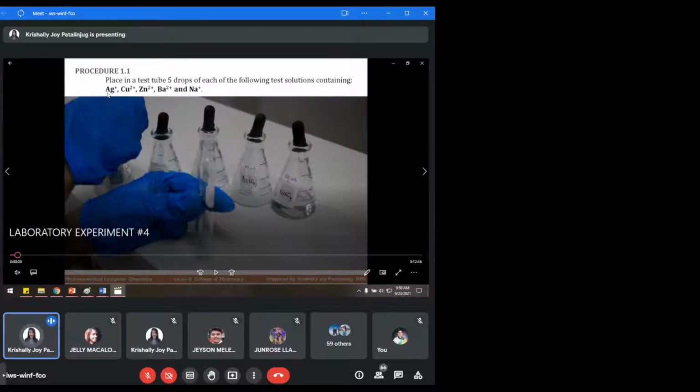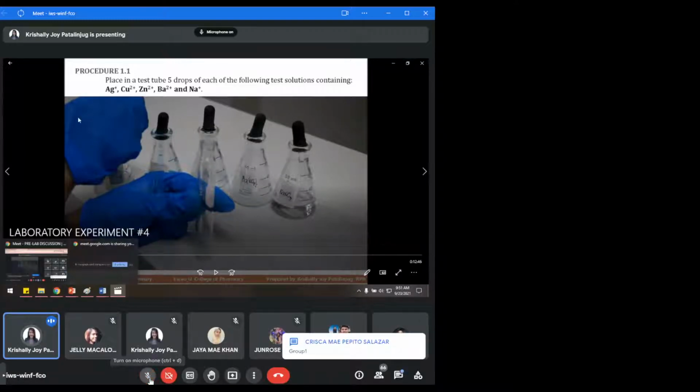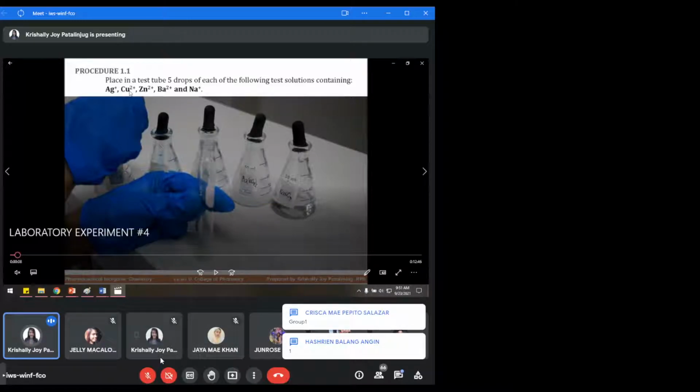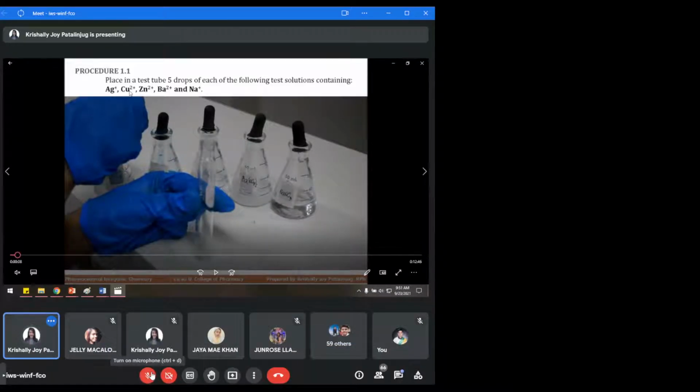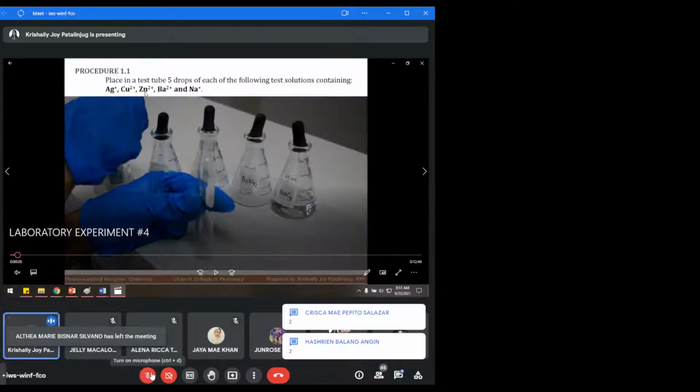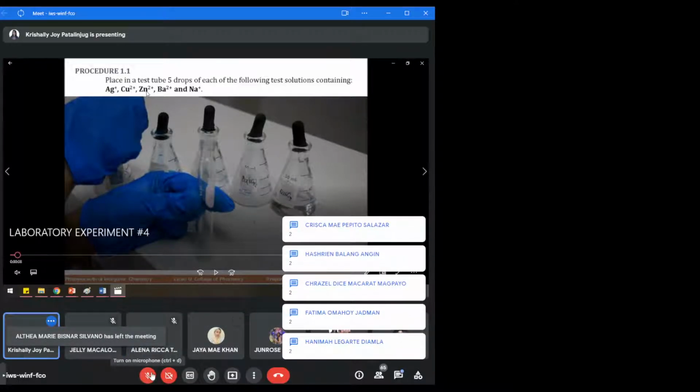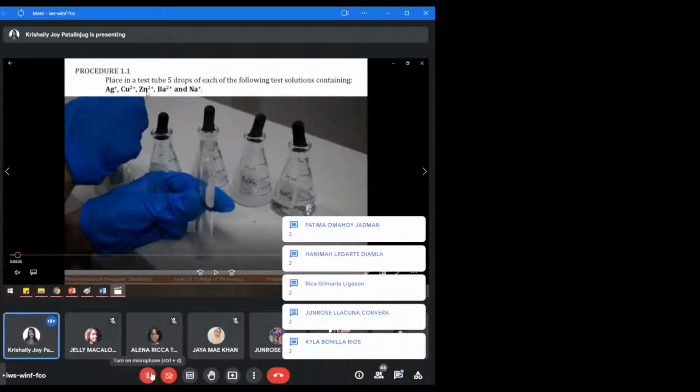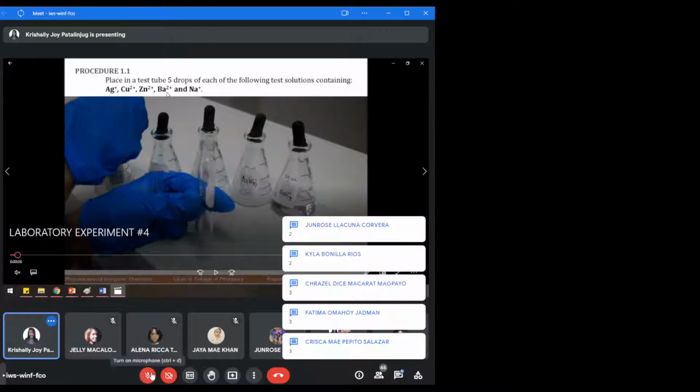Let me ask you, silver ion, what group is it in your notes? Open your mic, I cannot see the chat box well. Yes, group 1. Very good. What about copper 2+? Group 2, ma'am. Very good. What about zinc 2+? Group 3. Correct. Barium? Group 4, ma'am. Okay, so the remaining one, sodium ion, is part of group 5.